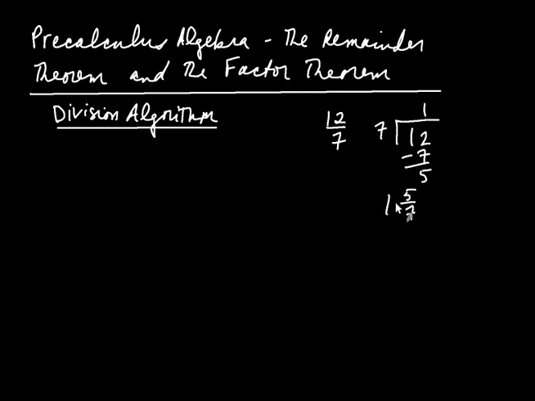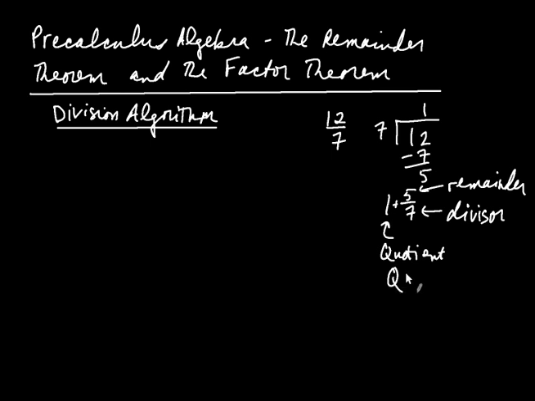Now this is really 1 plus 5/7, even though we usually don't write the little addition symbol right there. The 1 has a special name. It's called the quotient when you perform division, long division. The 5 is called the remainder, as you know. And the 7 is called the divisor. So this has been written in the form quotient plus remainder over divisor.